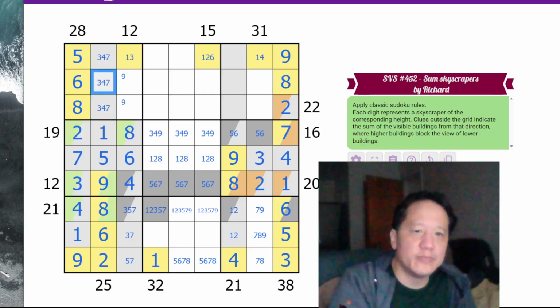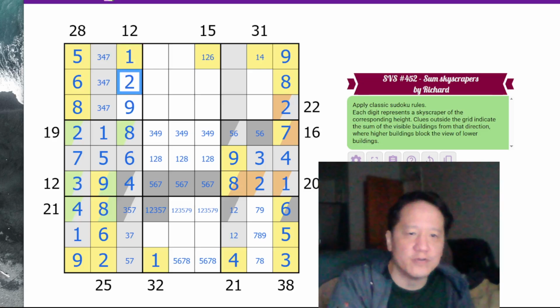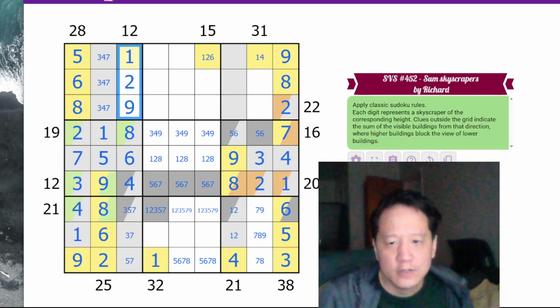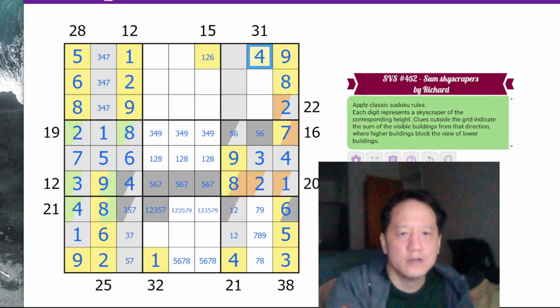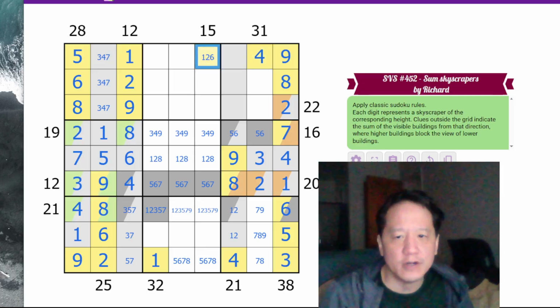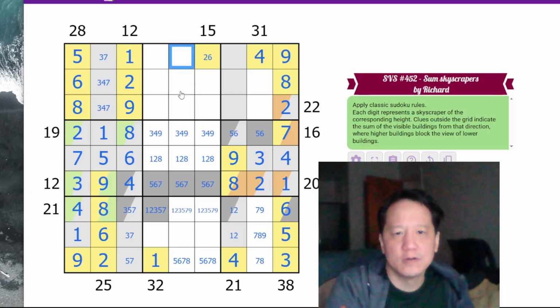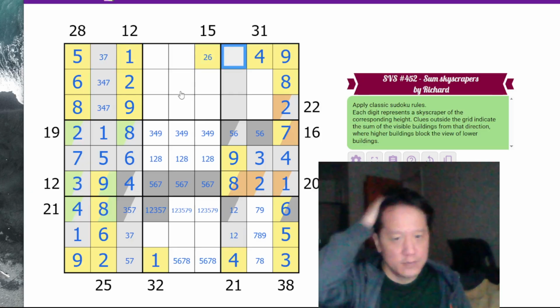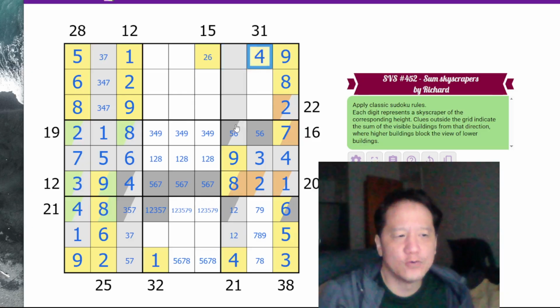So this cannot be 3 here. It must be 1, 2, and 9. So it must see all of them. So it sees all of these vertically. This one eliminates 1 here, so this is 4. This can't be 1, so this is 2 or 6. This 4 eliminates 4 here. So it sees 4.